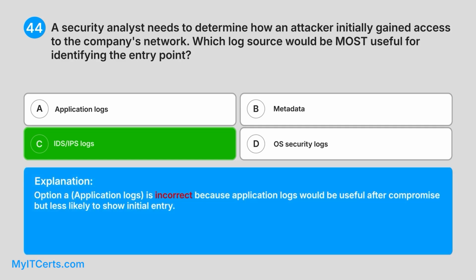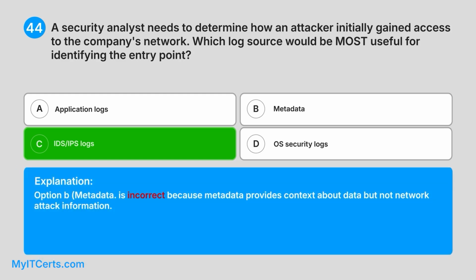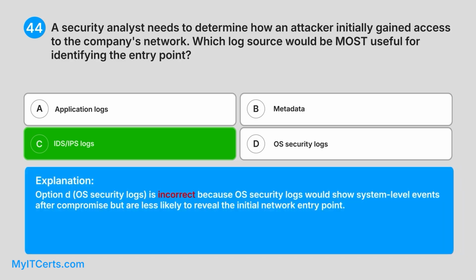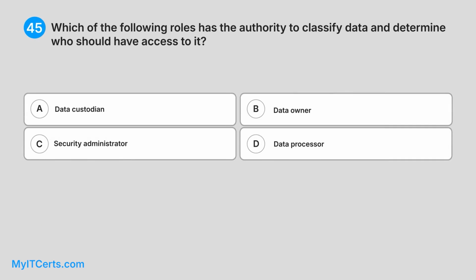Option A, application logs, is incorrect because application logs would be useful after compromise, but less likely to show initial entry. Option B, metadata, is incorrect because metadata provides context about data, but not network attack information. Option D, OS security logs, is incorrect because OS security logs would show system-level events after compromise, but are less likely to reveal the initial network entry point.